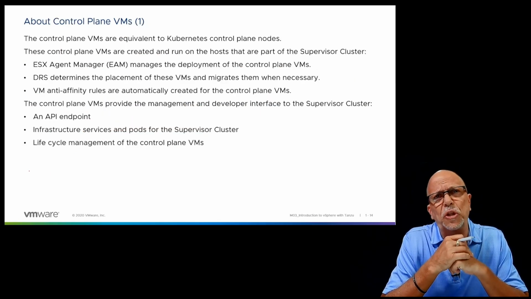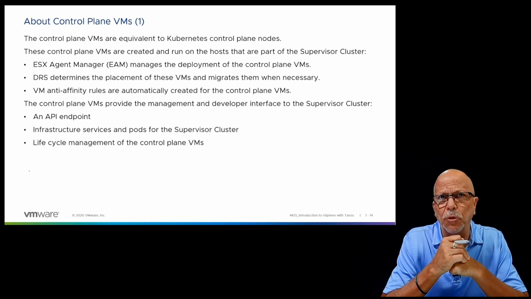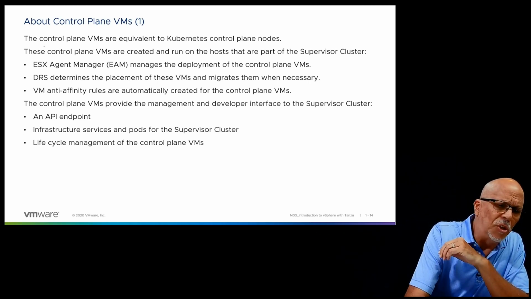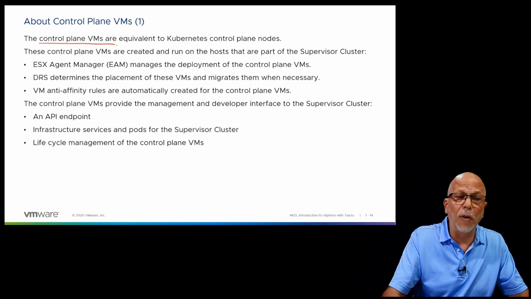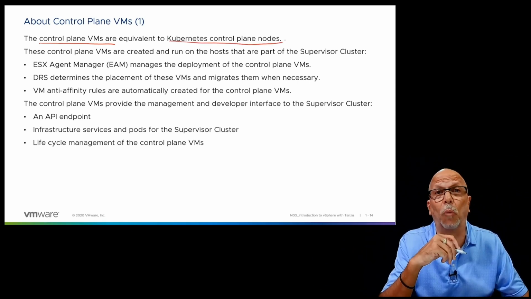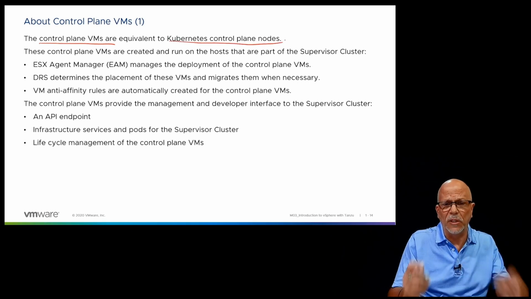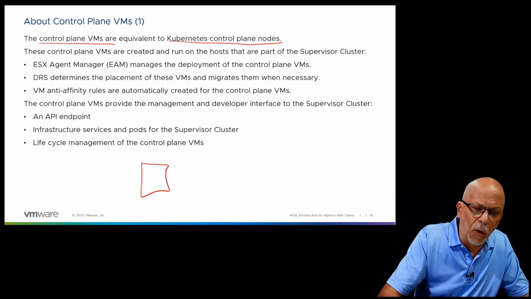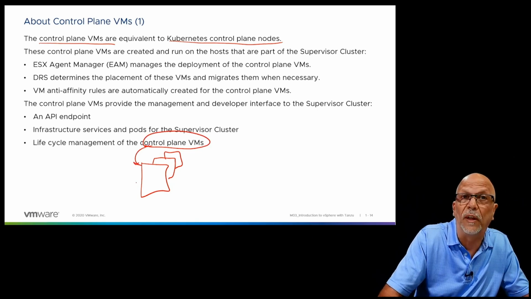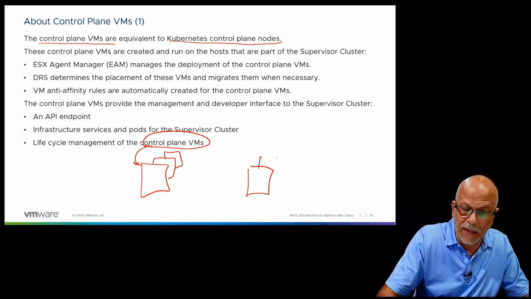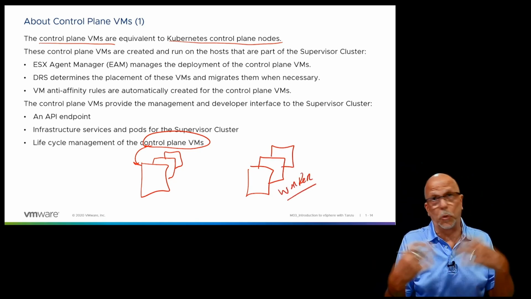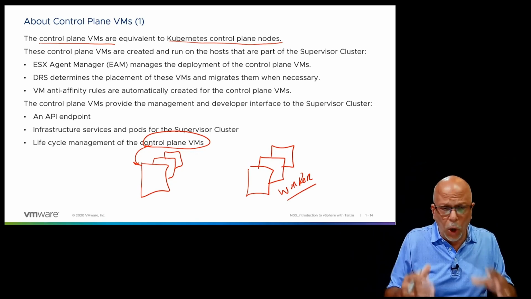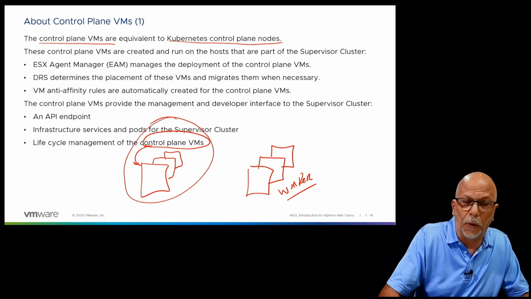So how does vSphere with Tanzu work? vSphere with Tanzu works by creating a series of control plane VMs. Those control plane VMs are the equivalent of the Kubernetes control plane nodes. So if you think about when we did Kubernetes, we had our 3 control plane VMs, right? These 3 control plane VMs sitting over here. And then we had a series of worker nodes over here that were deployed in a typical Kubernetes deployment. We're going to do the same thing over here.